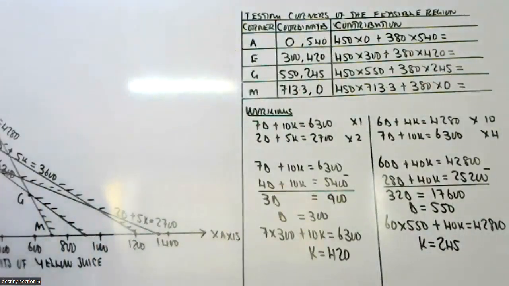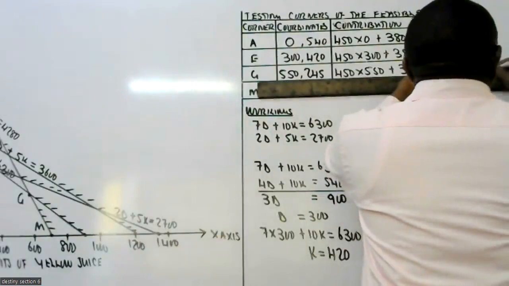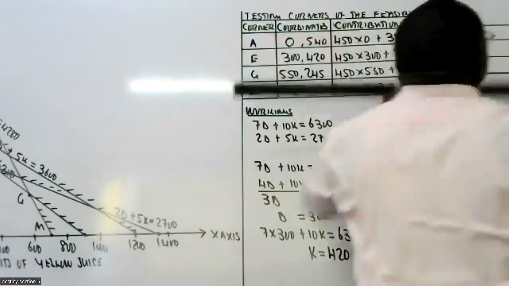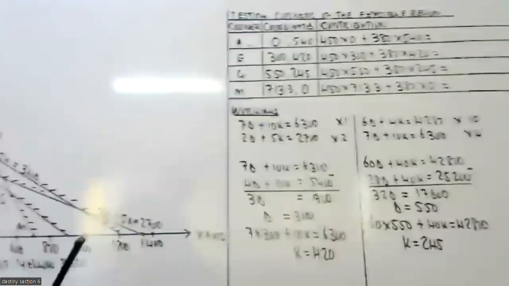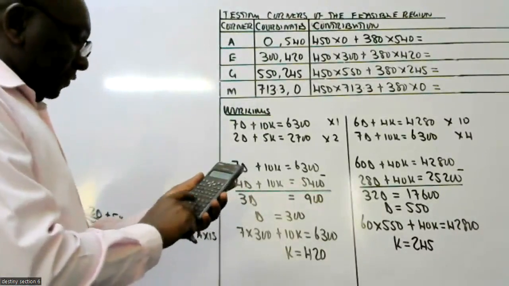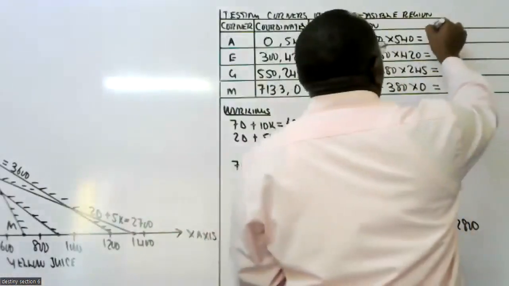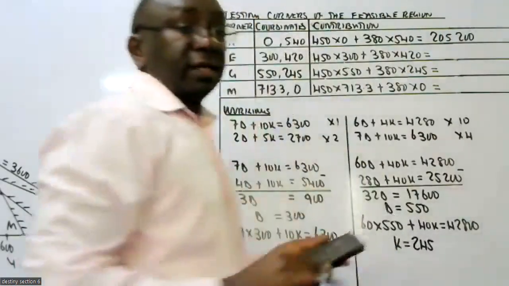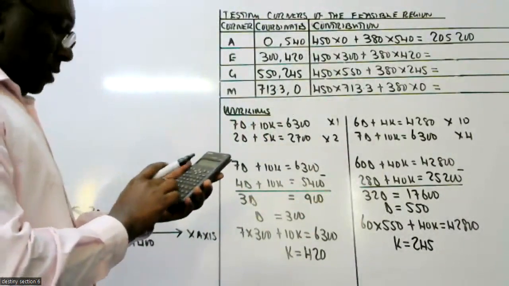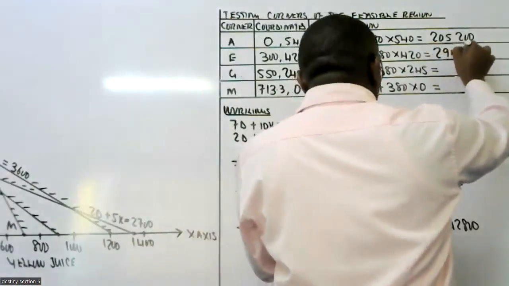We want to know the profit that each one of them will give us so that we are able to know who is best. So if we seek help from our calculators, 450 times 0 plus 380 times 540 is 205,200. Then 450 times 300 plus 380 times 420 is 294,600.